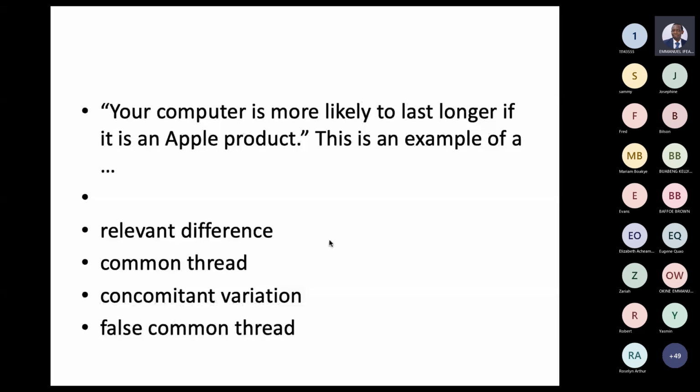Now, when you look at the question, you see the phrase more likely. More likely suggests to you that your computer might not actually last longer if it's an Apple. The lasting longer depends not just on the product, but on some other factors. That's why they use more likely: if there's a case where an Apple doesn't last longer than another one, they wouldn't like to be blamed. Okay, but that's a different issue. Let's look at what the answer should be.